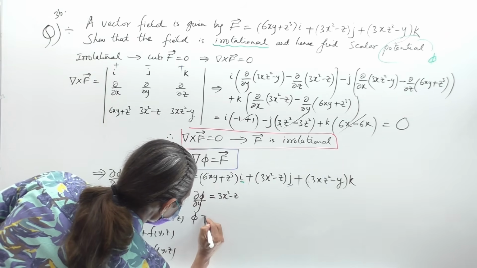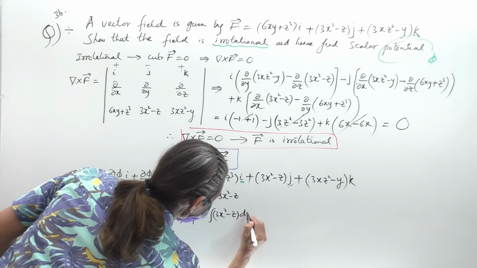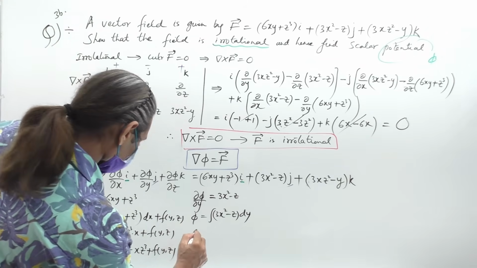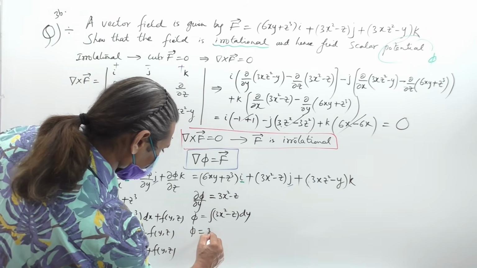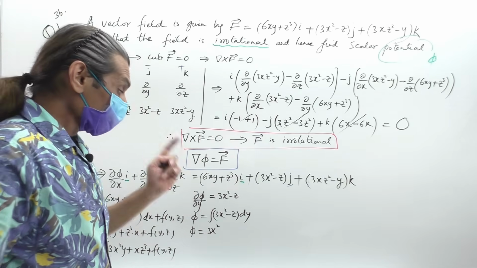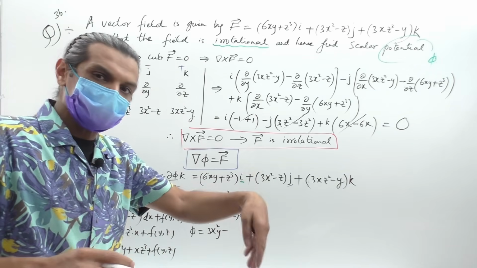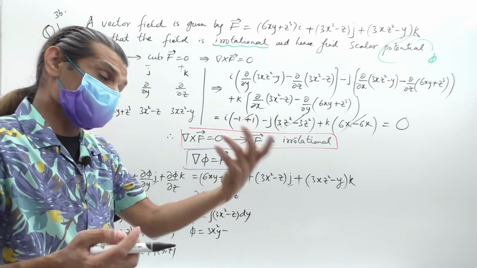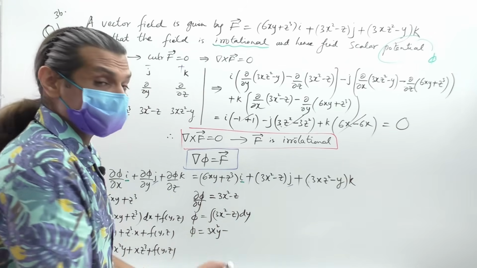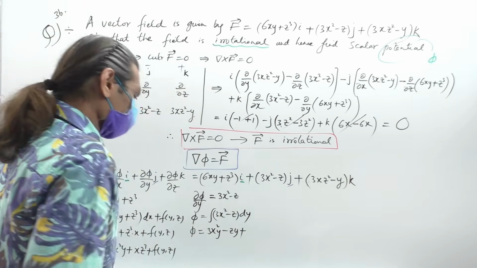So φ will be the integration of (3x² − z) dy, since we are integrating with respect to y. So again, φ is equal to 3x² as it is, as I told you, 1 dy, 1 will be there. Integration of 1 dy is y. If there is a y term, with respect to y you integrate y²/2, y³/3, and so on. But 3x² as it is, into integration of 1 dy, which is y, minus z as it is, integration of 1 is y, plus f(x, z).